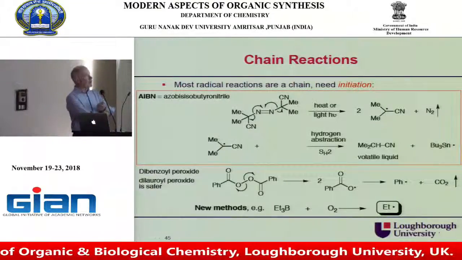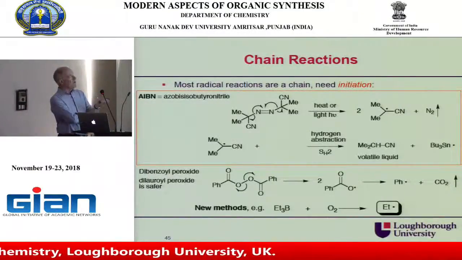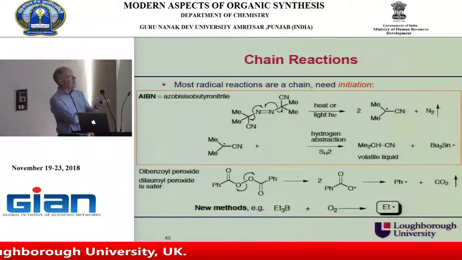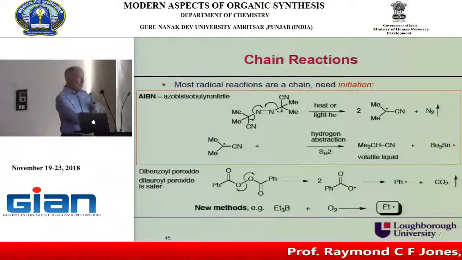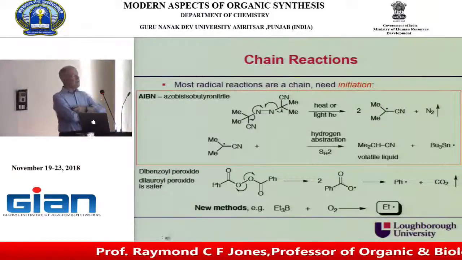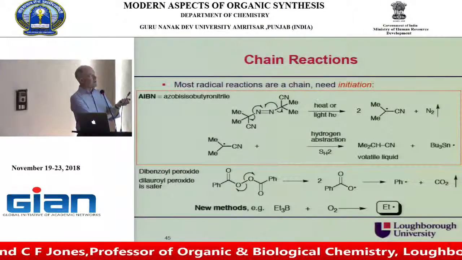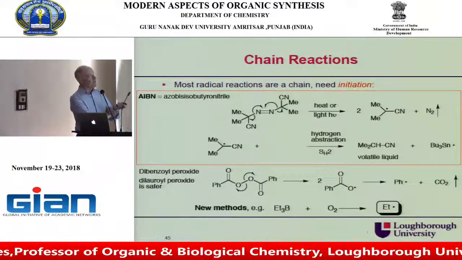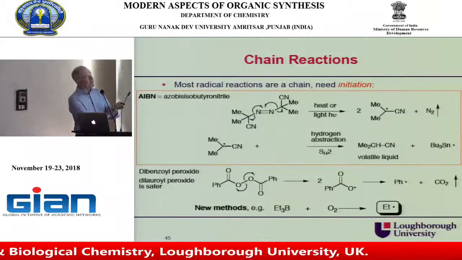Most radical reactions are chain reactions, and they need an initiation step. A commonly used initiator is AIBN, azobisisobutyronitrile. If you heat this up to around the temperature of refluxing benzene, or you shine a light on it, it decomposes in a homolytic fashion to produce these alkyl radicals and nitrogen gas.